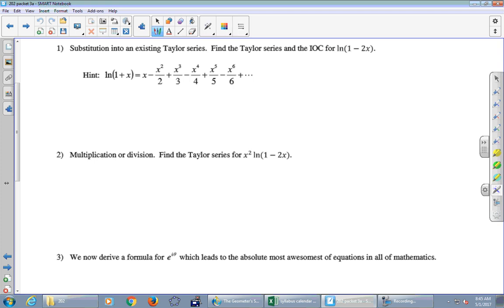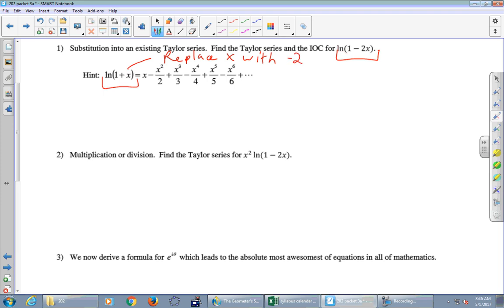Here is a fact. We proved this, I think it was last class, that the Taylor series for ln of 1 plus x is this thing, okay? We did this together in the demo. So the question is, how can I turn this into this? What do I need to change, or maybe replace x with, to turn the 1 plus x into the 1 minus 2x?